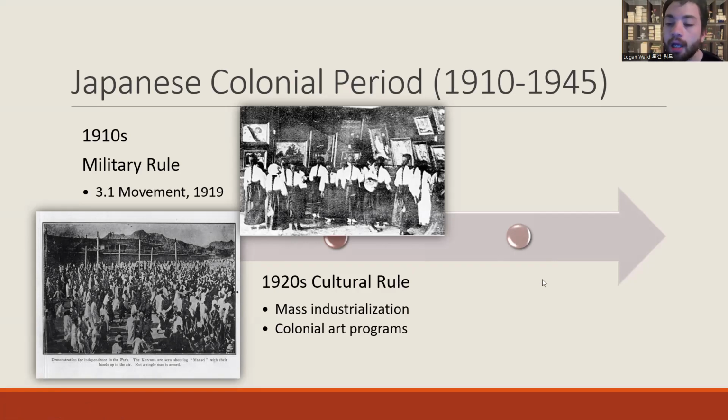This is actually at the Joseon Art Exhibition, which was the official Japanese colonial exhibition of fine art. And they had an oil painting section, an ink painting section, a calligraphy section, and a sculpture section. So we'll talk a little bit more about modern art in a bit, but you can see these are the kinds of things that Japan started implementing in Korea.